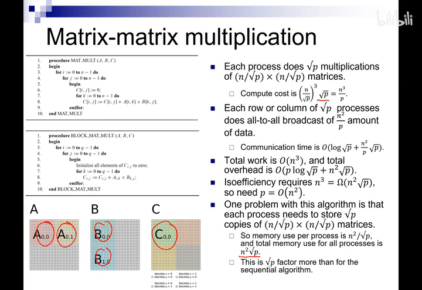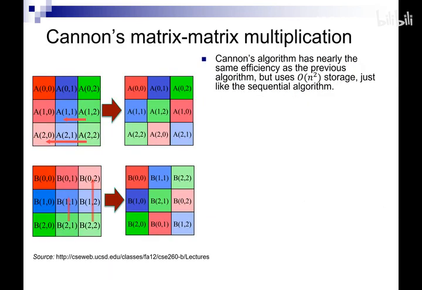Okay, so then let's try to improve this algorithm so that it can use less memory. Now we're going to talk about Cannon's matrix multiplication algorithm. This is a pretty famous algorithm. It has the same efficiency as the previous block-based multiplication algorithm, except now it's also memory efficient. Instead of storing root P copies of the matrix, we're going to store just one copy of the matrix overall among all the processes.